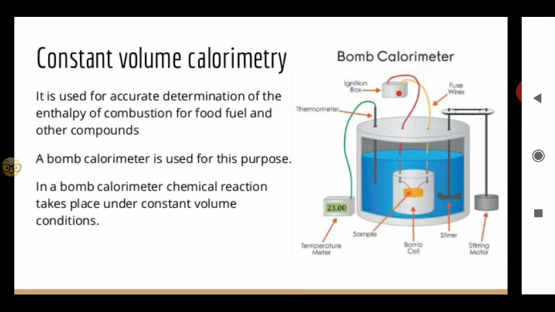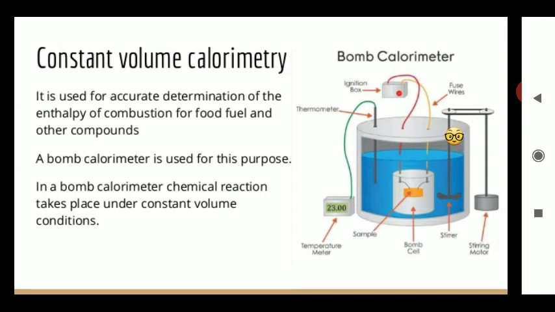Next device is known as the bomb calorimeter. This device is quite sophisticated. Inside one chamber, we have to take one strong metallic box, and this strong metallic box is known as a bomb, because this box is able to tolerate the explosion made by the combustible substances.